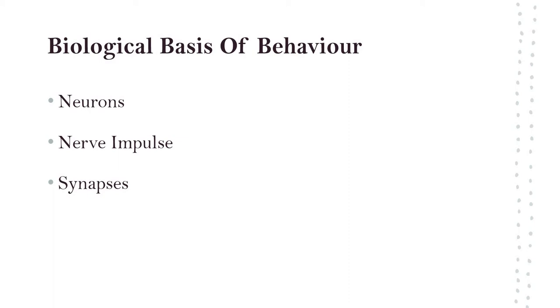The first thing that comes to our mind is the term neuron. Neurons are basically the basic unit of our nervous system. These are specialized cells which possess the unique property of converting various forms of stimuli into electrical impulses. They're also specialized for reception, conduction, and transmission of information in the form of electrochemical signals.